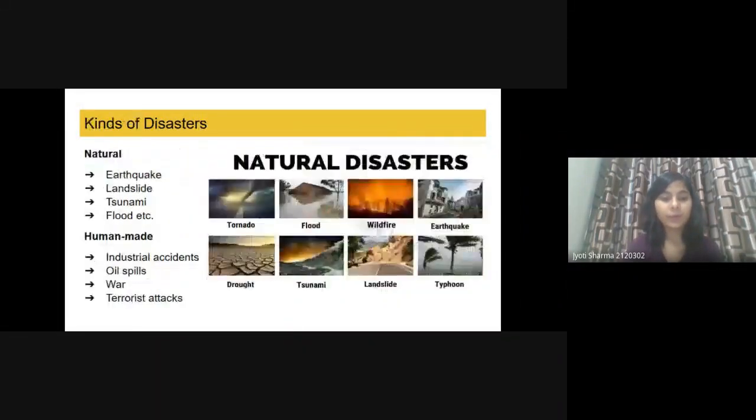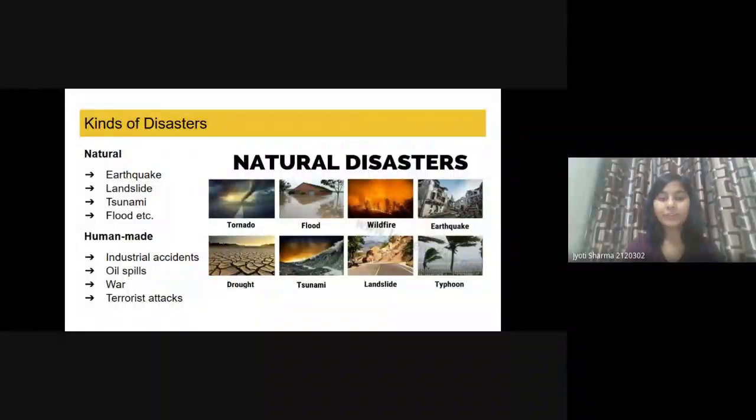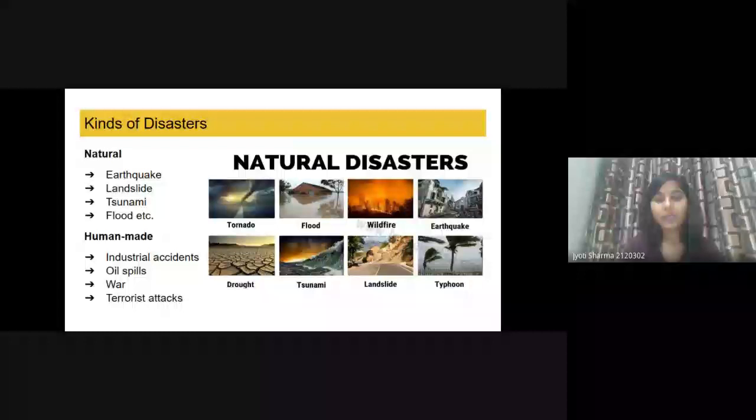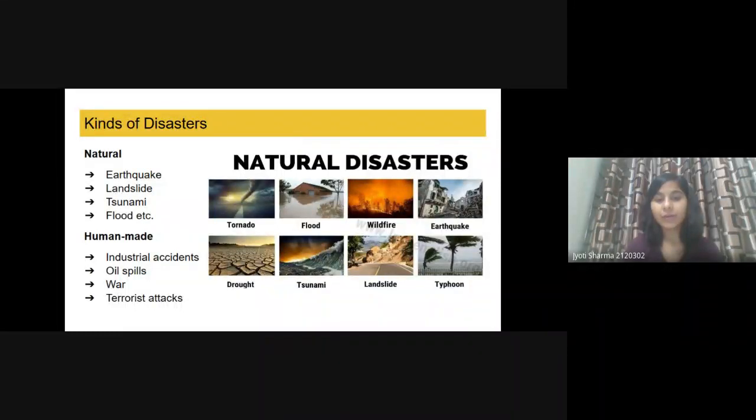So we have two different types, which you already know: natural and human-made. In natural we have tornado, flood, wildfire, earthquake and drought. In human-made we have industrial accident, oil spill and war. Can you identify which one is common among natural and human-made disasters in the pictures I showed you?